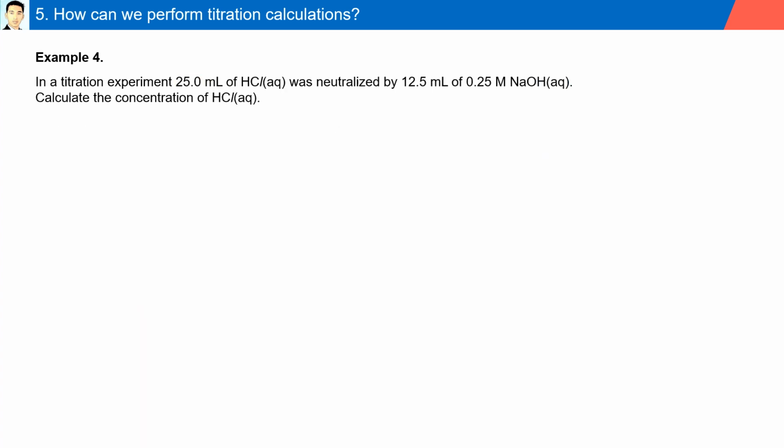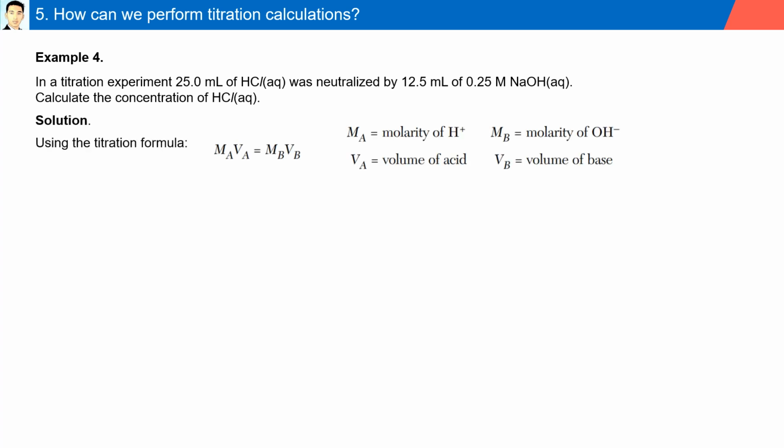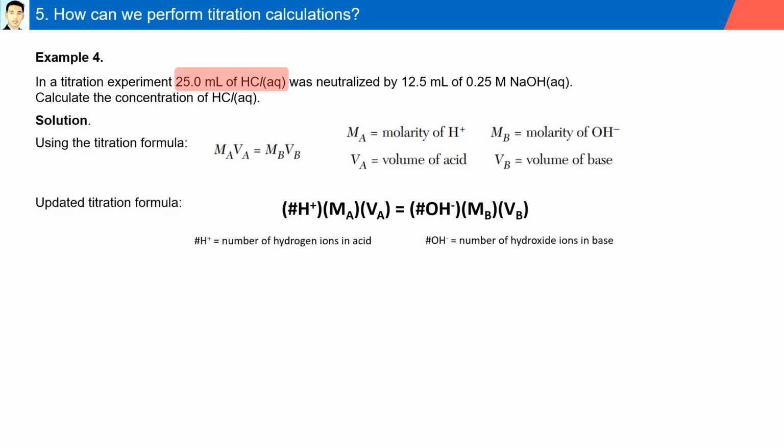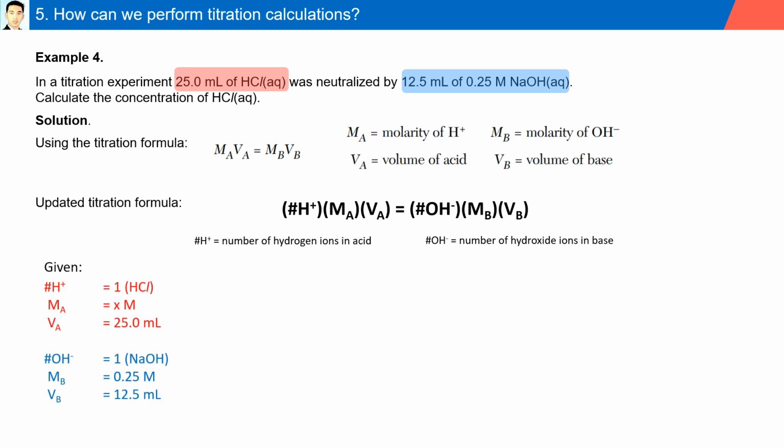Example 4. In this titration experiment, 25.0 ml of HCl was neutralized by 12.5 ml of 0.25 M NaOH. We need to calculate the concentration of HCl. Here we list our updated formula and we look at the question for the acid. In this case, it is HCl, while the base is NaOH. In this example, we are asked to calculate the molarity of the acid.